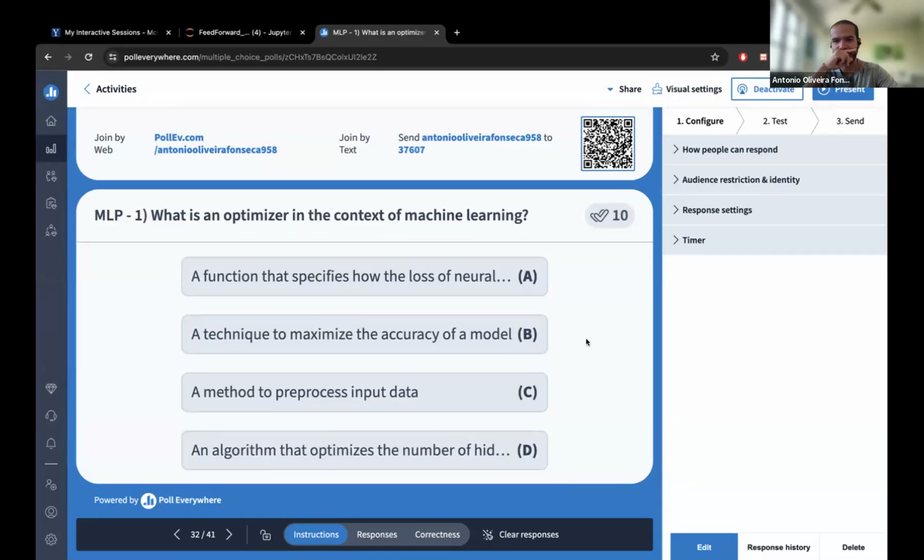Okay, we have 10 answers. Okay, we have 12. We have 16, but 12 have answered, so I'm gonna go with 12 as the threshold. The question was, what is an optimizer in the context of machine learning? That's more general, right? In general, what's the goal of an optimizer?